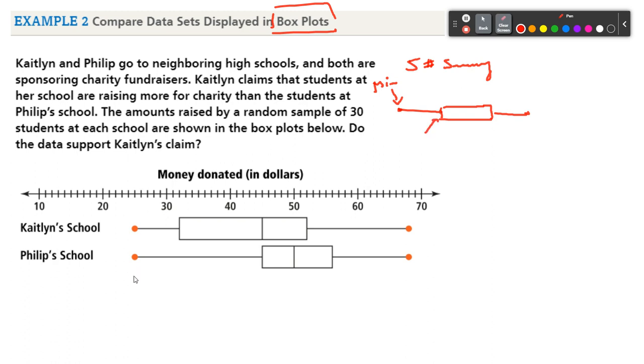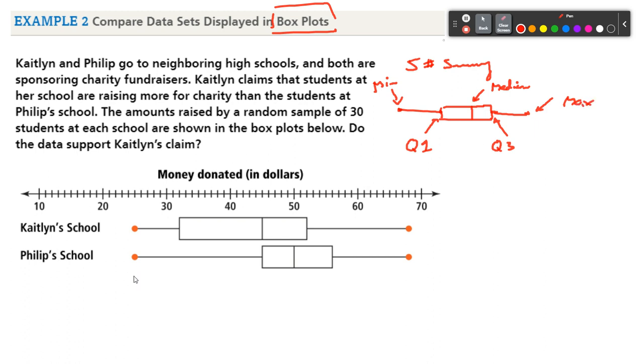This point right here where the whisker hits the box, that's called the first quartile, Q1. I'll talk about what they mean in a second. Then somewhere in this box you have a line drawn. That's going to be your median, also known as your second quartile. Then where the second whisker meets the box, that's the third quartile, Q3. And then last but not least, this is the maximum data value.